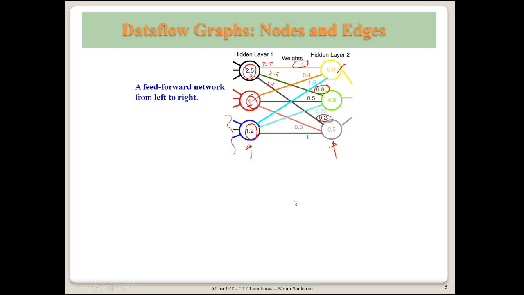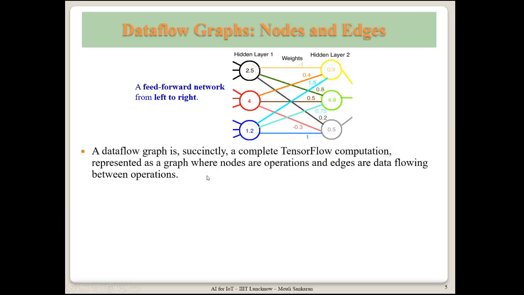And this is a feed forward network because there is no flow of data in the backward direction. Whatever we give is flowing in this one direction. It's called a feed forward network, from left to right. A data flow graph is, secondly, a complete TensorFlow computation. It's basically a TensorFlow computation represented as a graph where nodes are operations and the edges are the data flowing between the operations, or between the nodes.